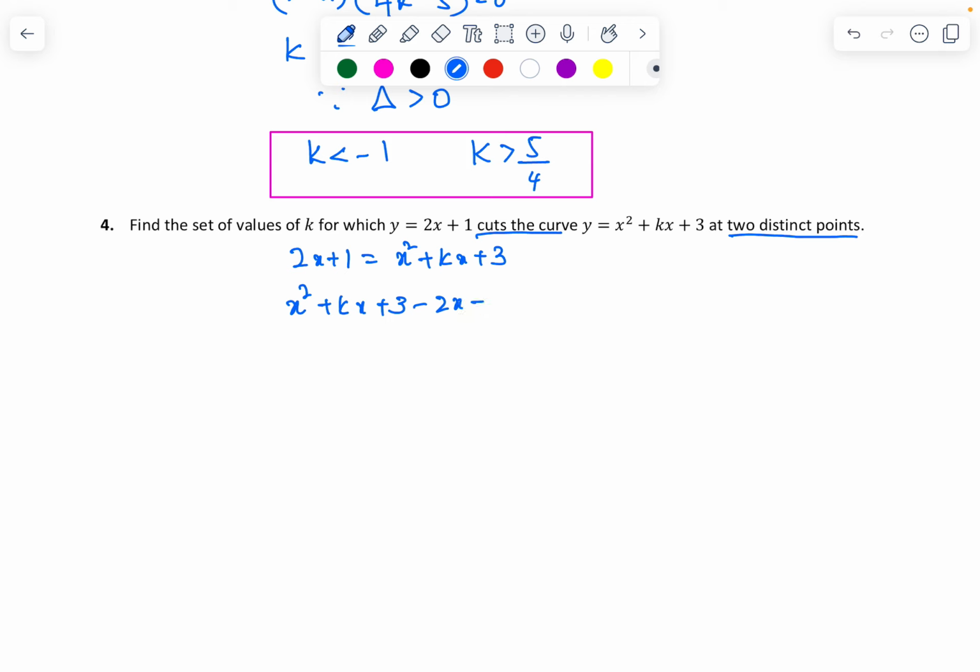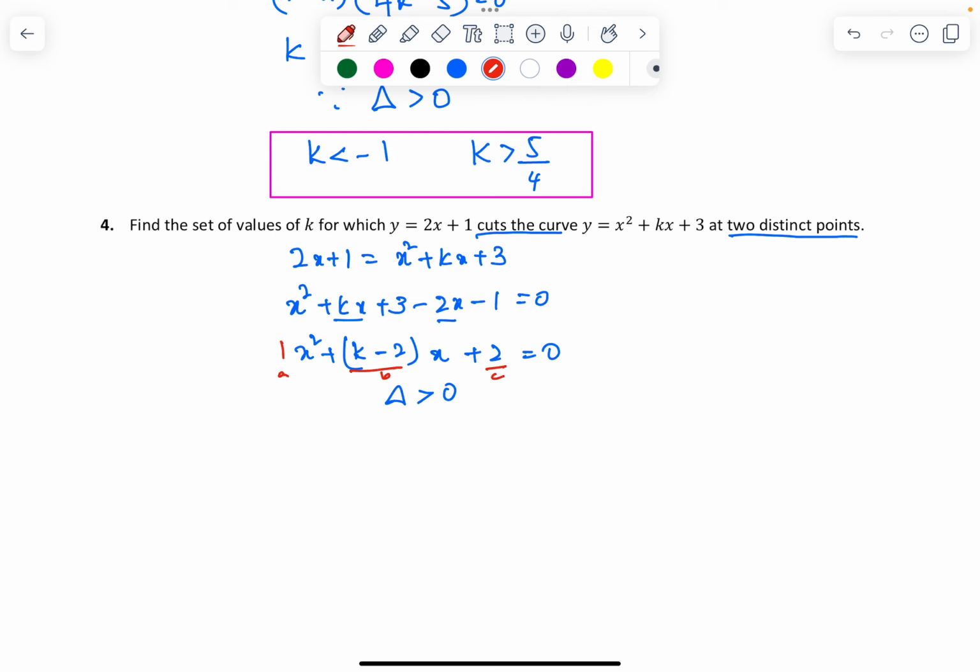Minus 2x minus 1 equal to 0. X square, I'm putting the x terms together, plus k minus 2x. Then 3 minus 1 is 2 equal to 0. So at two distinct points, I have to take discriminant is greater than 0, right? So again we will identify. So this is A, this is B, and this is C, right?